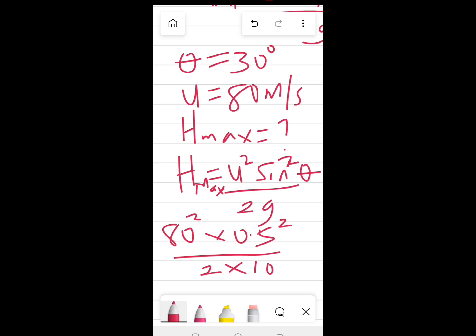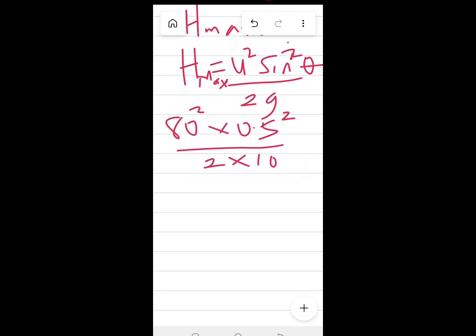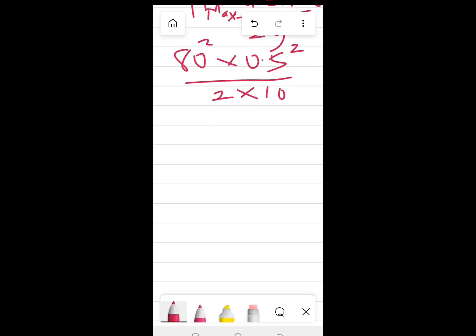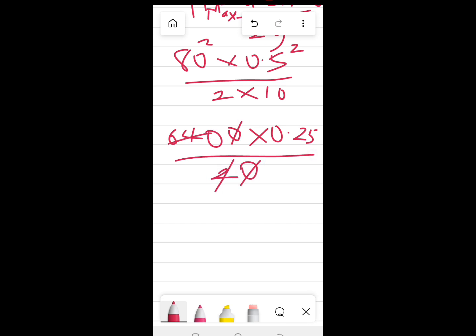So if you look at it, our 80 squared is going to be what? It's going to be 6400. So you have 6400 times your 0.5 squared. It means half times half. That's 1/4. That's 0.25, all over 20. This 0 cancels 0 here. My 2 cancels here. I have 320. So what do we have left? We have 320 times 0.25.